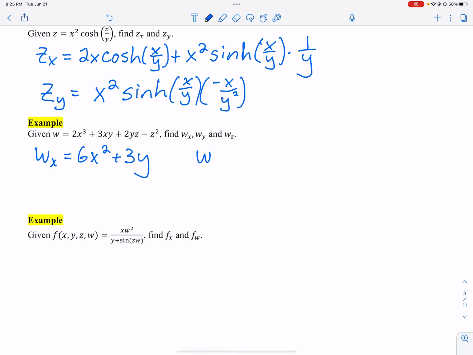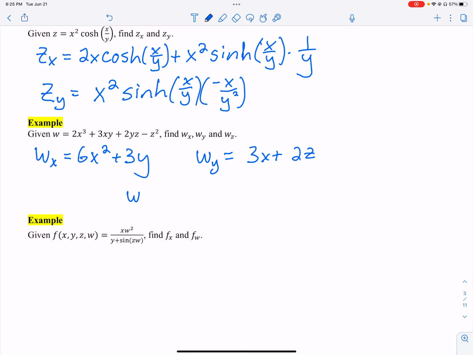I can also do w with respect to y. This first term goes away because there's no y. 3xy becomes 3x, and then 2yz. If I'm doing it with respect to y, I get 2z. Minus z squared is a constant when compared to y, so it's gone.